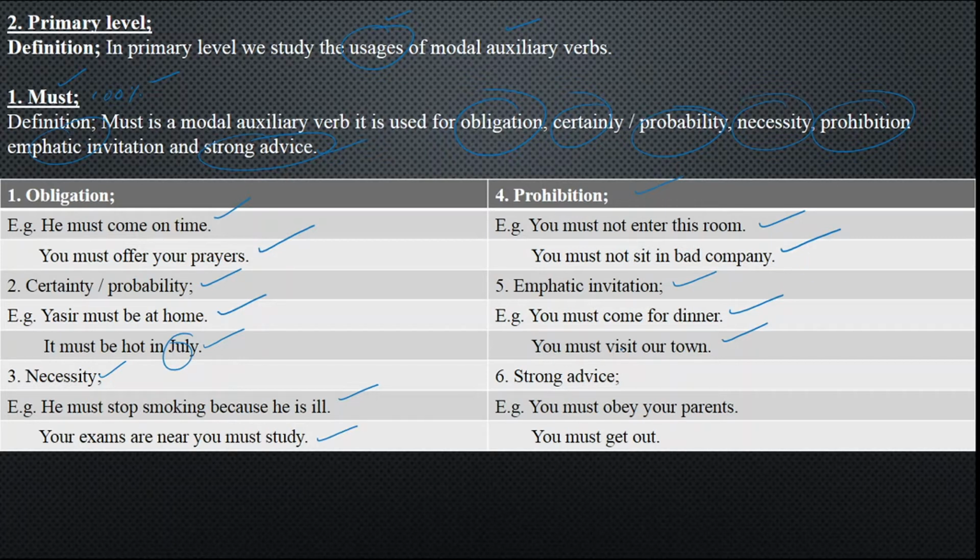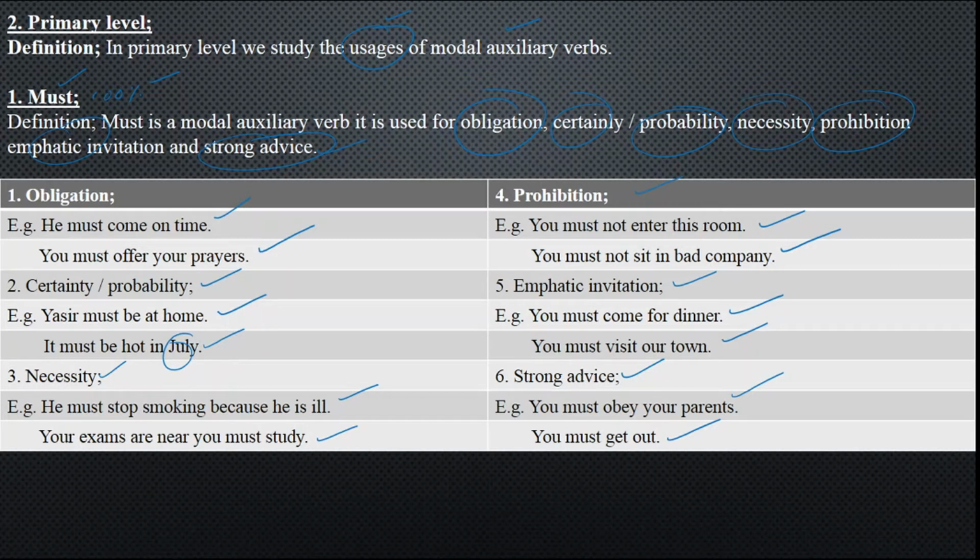Strong advice is when you advise someone you care about, and you say to that person, "You must obey your parents." This is strong advice. "You must get out." This is strong advice. "If you don't get out, your company will be destroyed." If you live in such a society, you will not be able to go forward and be in good condition. So these are the main usages.